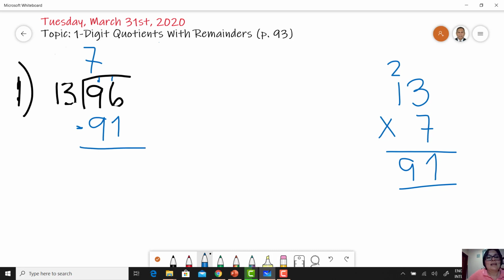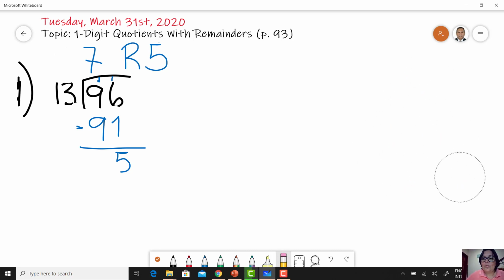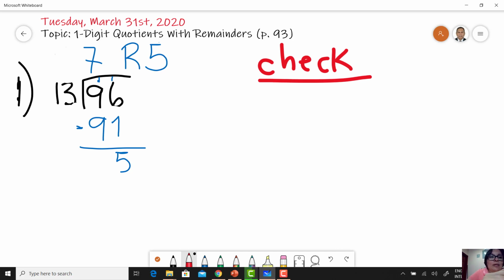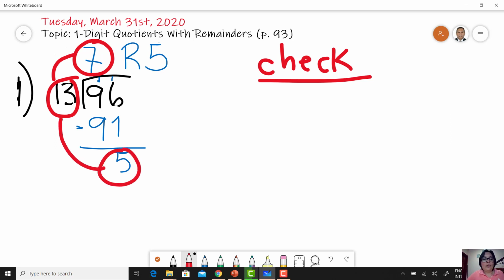Let's subtract. 6 minus 1, 5. And 9 minus 9, 0. So the answer in here for number 1 is 7 remainder 5. Remember that we have to check. How do we check? Remember that we have to do this times this plus this. In that way, we check.